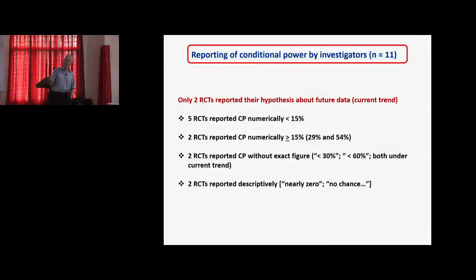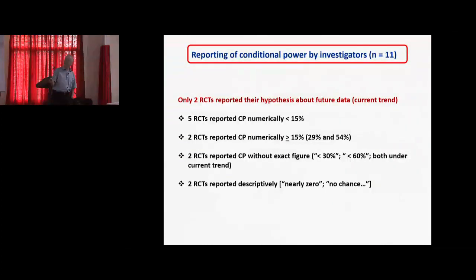Only 2 studies told us what the hypothesis was about future data. Now, how useless is that? You tell me what the conditional power is, but you don't tell me what the assumption is that is crucial to that calculation. It's what are you assuming about the future data? So only two studies did that out of 11. Terrible, right?